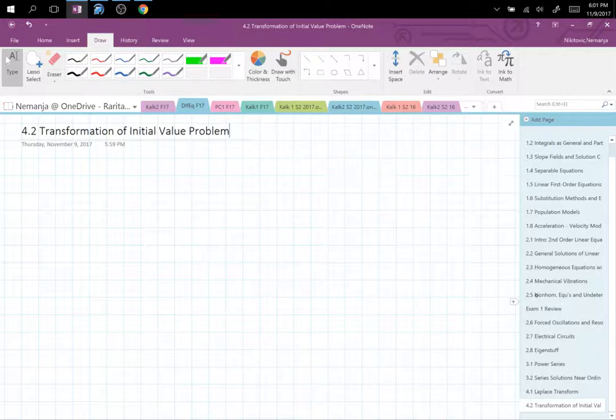Suppose that the function f of t is continuous and piecewise smooth for t larger than 0 and is of exponential order as t goes to positive infinity. So there exists a non-negative constant M, c and t such that f of t is bounded by this, then the derivative.